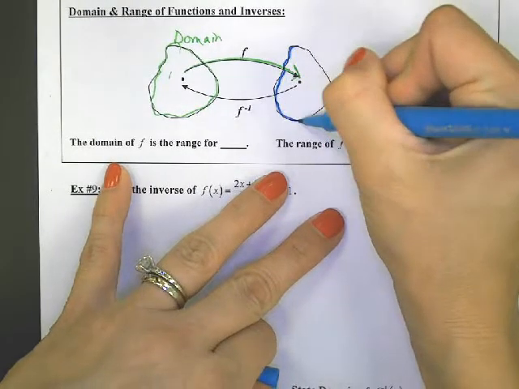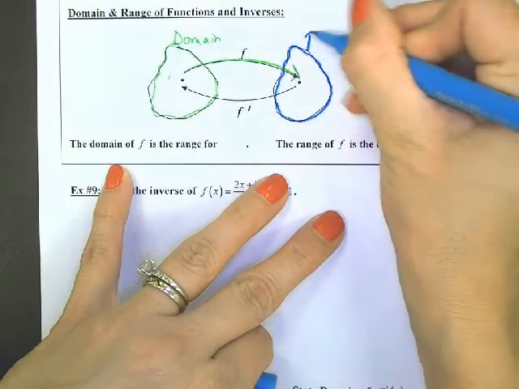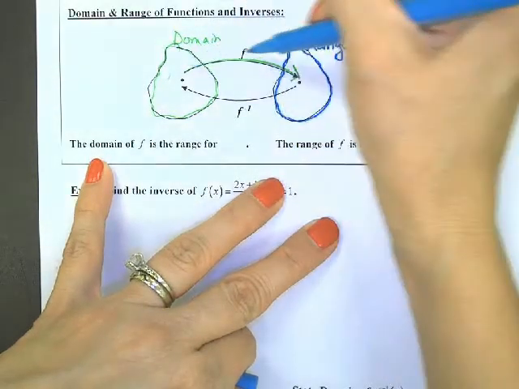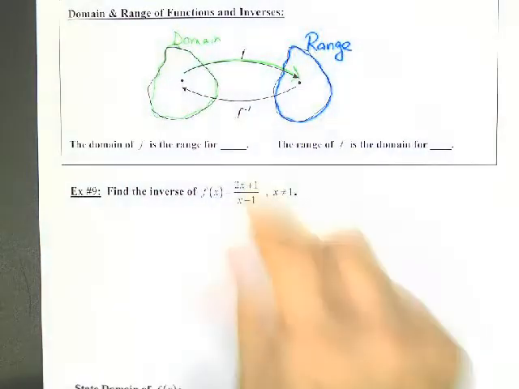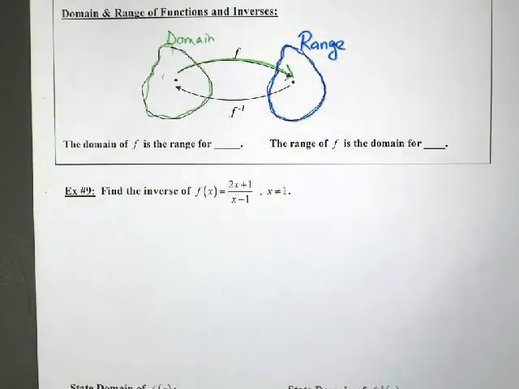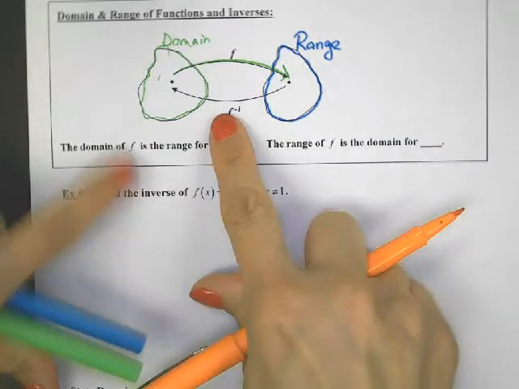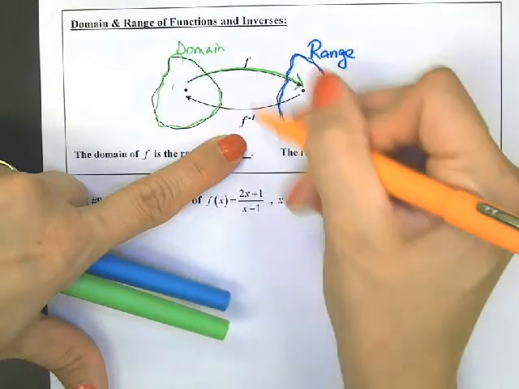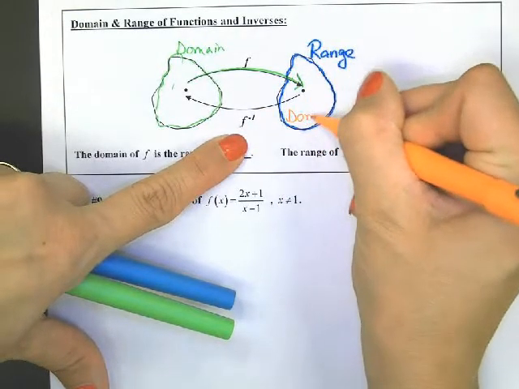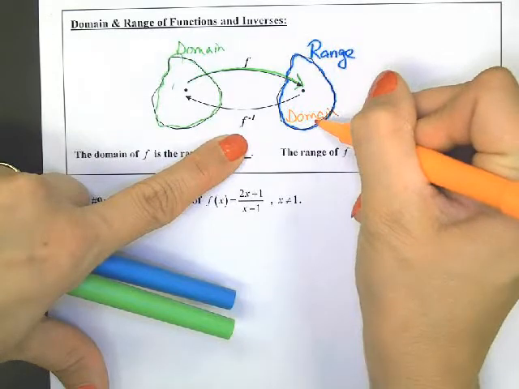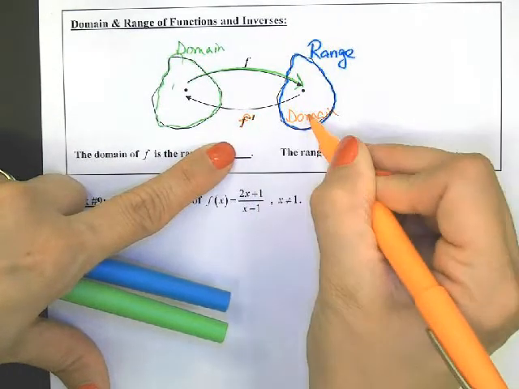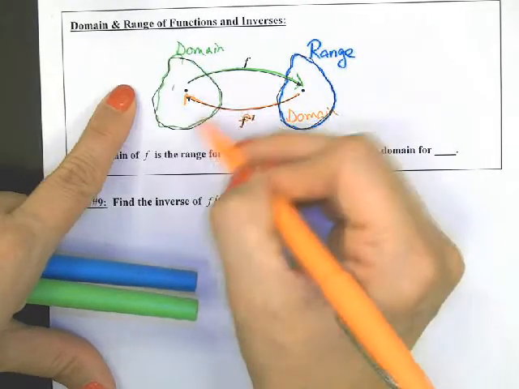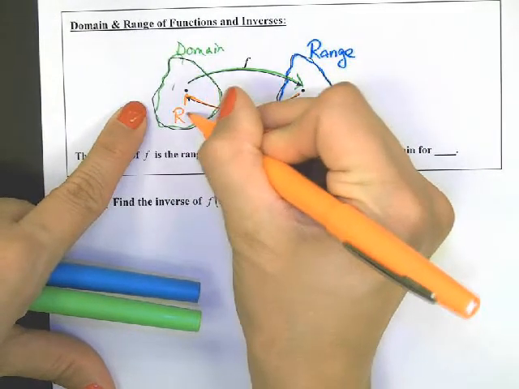So what is this bubble representing? This bubble represents the range. So domain to range. But now look at this. This is inverse. Inverse goes backwards. So inverse starts right here. So this bubble, which was the range for f, becomes the domain for f inverse. So f inverse has this domain. F inverse goes backwards, goes this way. And this domain for f, that's his range.